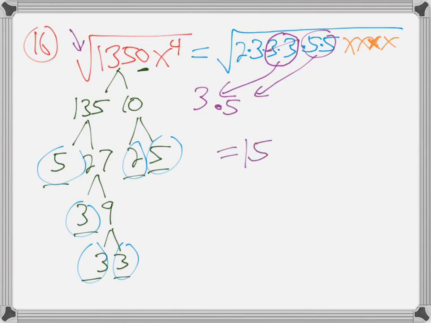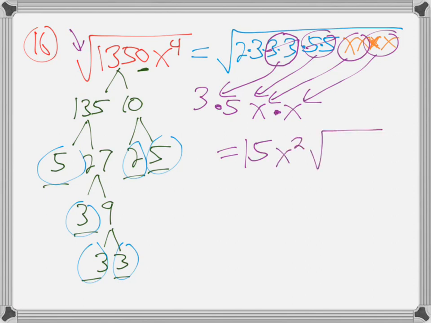So that's 15. This is gone, this is gone. 2 x's in sends an x out. 2 more x's in sends another x out. X times x on the outside is x squared. What's left in the root? 2 times 3, in other words, 6 is all that's left in the root. Everything else shipped out. So there's our answer, 15x squared, square root of 6.